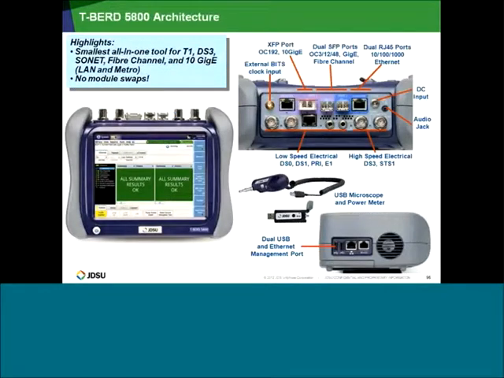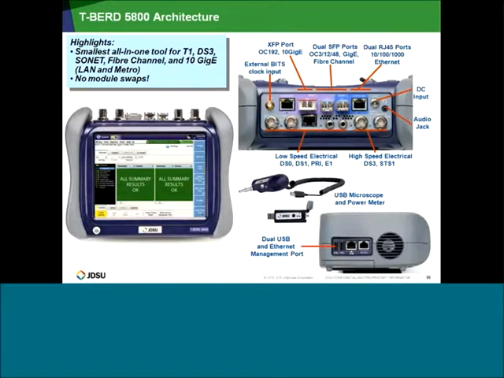Now, let's look at the T-BERD 5800 architecture. This one is a very small box, but extremely powerful because you are able to do all the way DS1 to 10 gig in the same box. And of course, if you look at the GUI, it's the same exact GUI as the 6000 I've been using thus far.